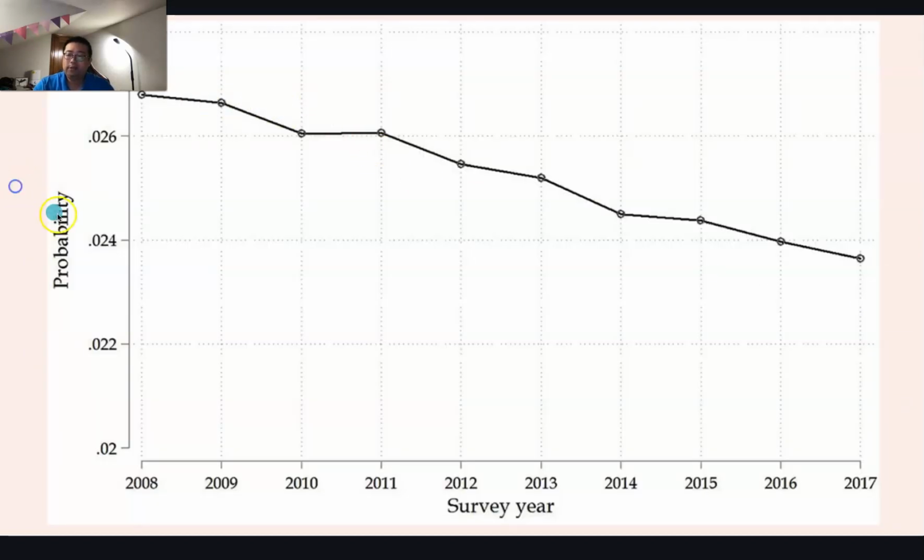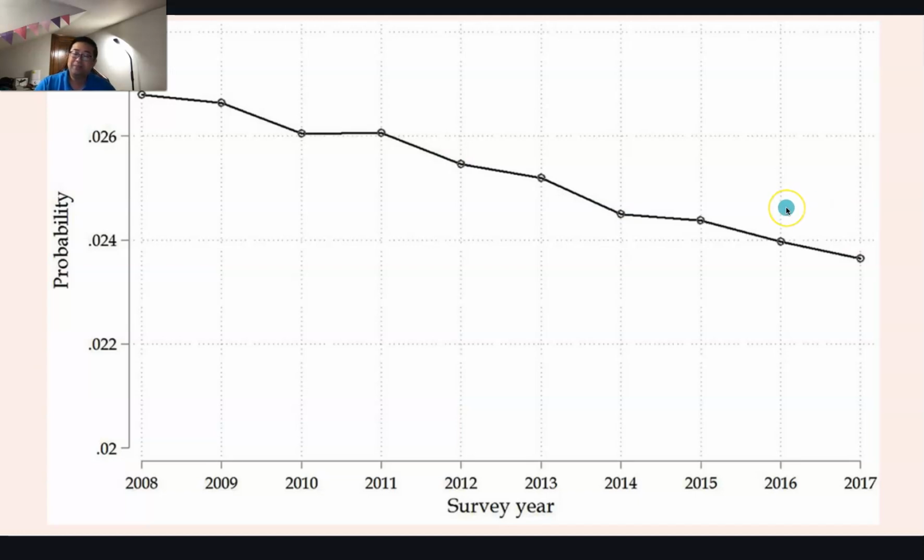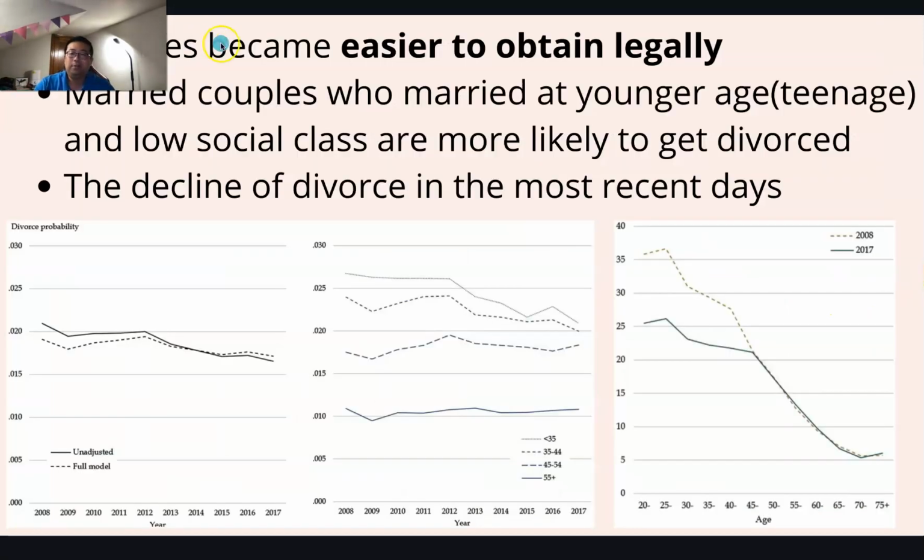But anyway, this is not always true. If I tell you that divorce rates are increasing and there has been a high increase in divorce rates so far and that it was very persistent, then that's not true. Similar to marriage rates, divorce rates are declining, based on the survey year. Divorce became easier to obtain legally, but there are declines of marriage in many age groups. Married couples who marry at a younger age and lower social status are more likely to get divorced. But the divorce probability is declining in many years and many age groups.